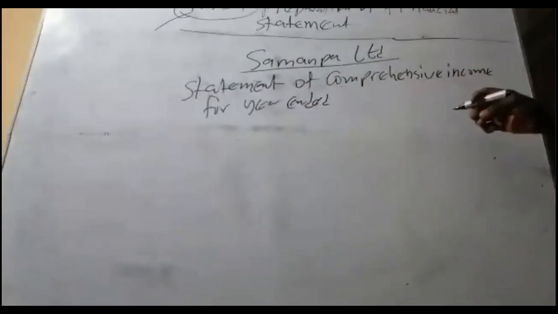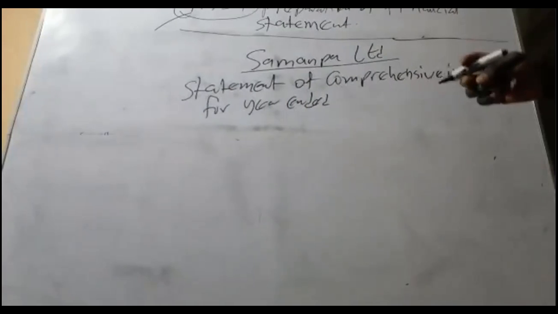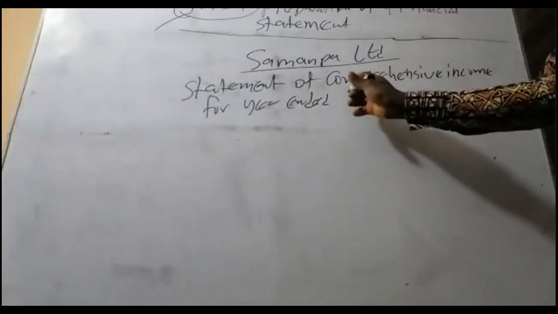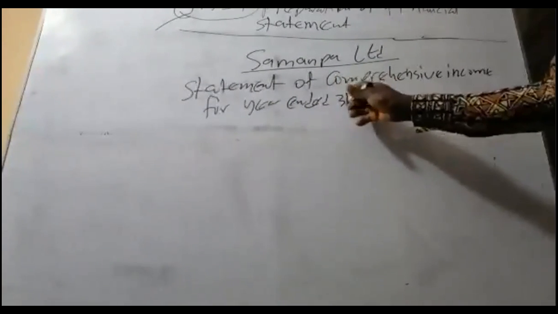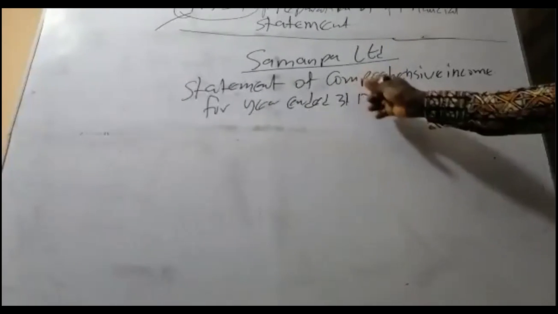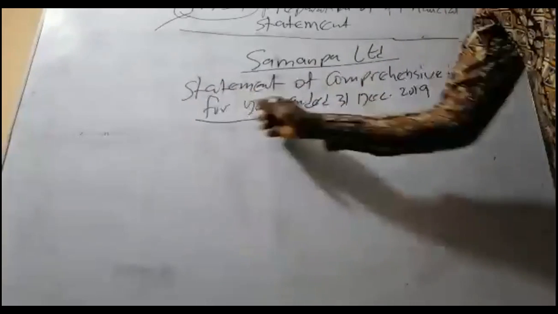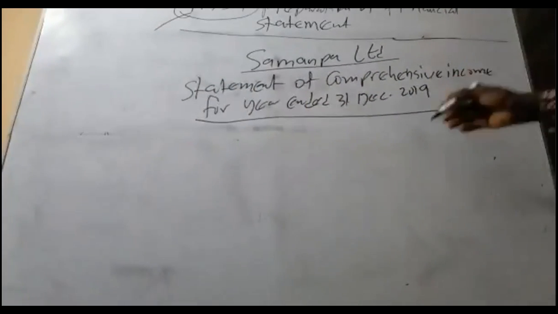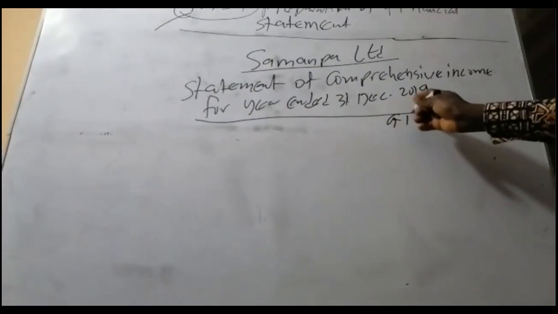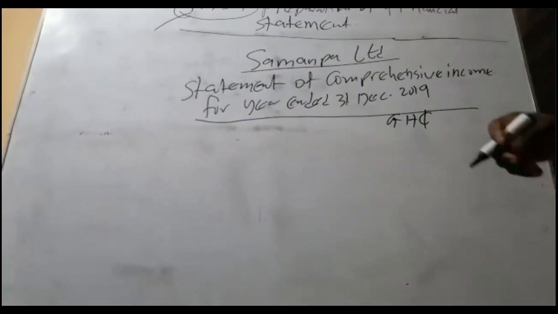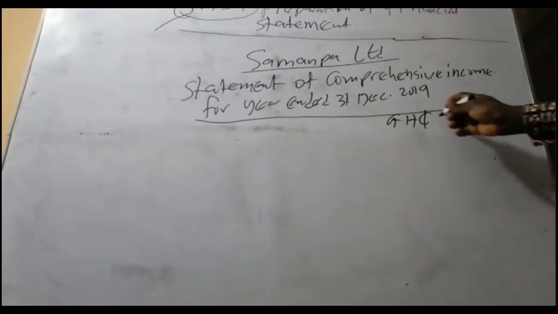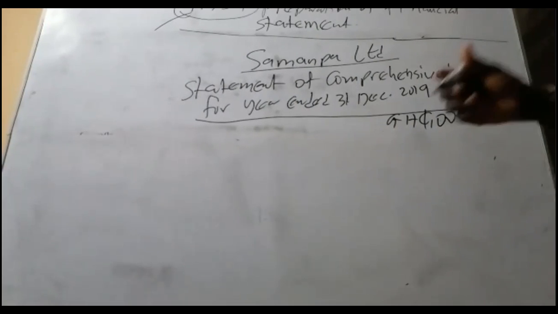Then you list it down. So for the year ended, maybe 31st December 2019. Three protocols. The third one is your currency, the reporting currency. And definitely to be in cedis for you. If there are thousands, don't forget to raise the thousands. If you're not raising any thousands, don't bother yourself to raise it. Good. So these are the three protocols. Then you go to the formats.